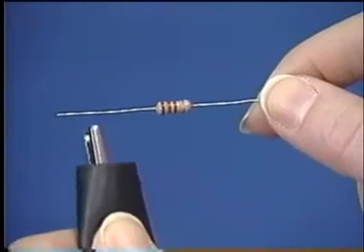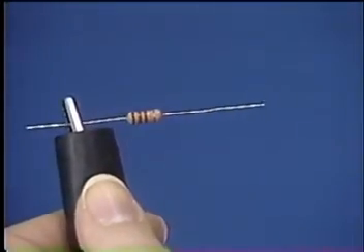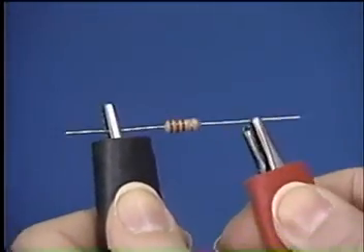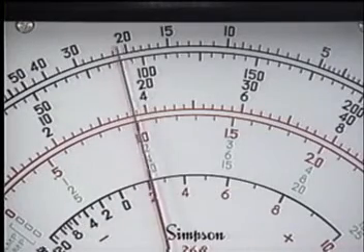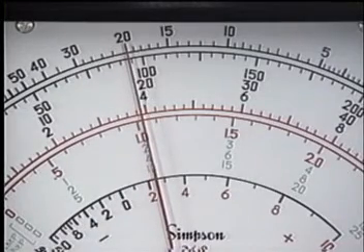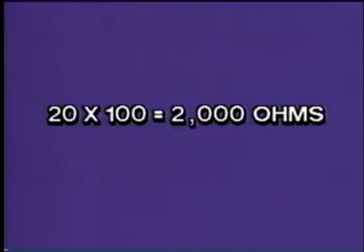Let's try measuring this resistor. Connect your probes and look at the top scale to get your reading. This resistor gives a reading of 20 when set to the times 100 scale. Multiplying the reading 20 by the range selected 100 gives a total measured value of 2,000 ohms.